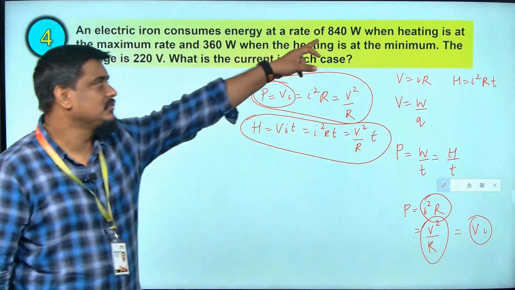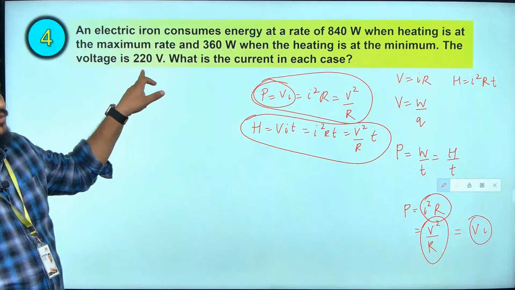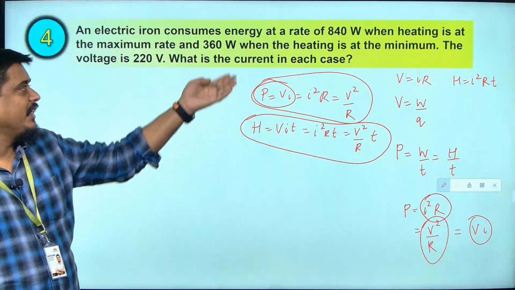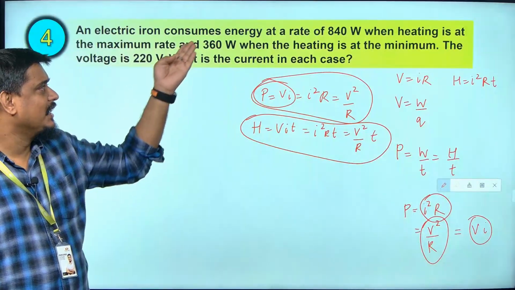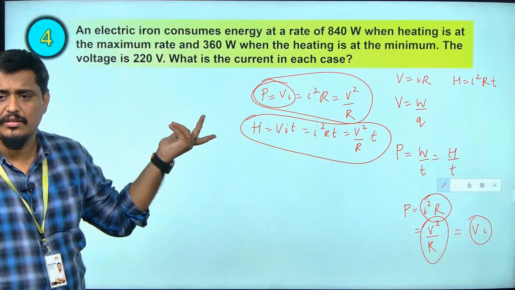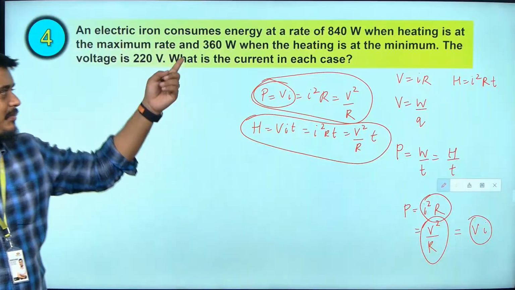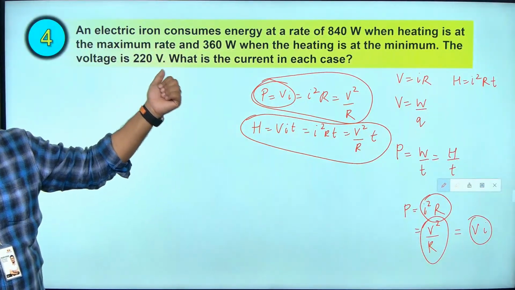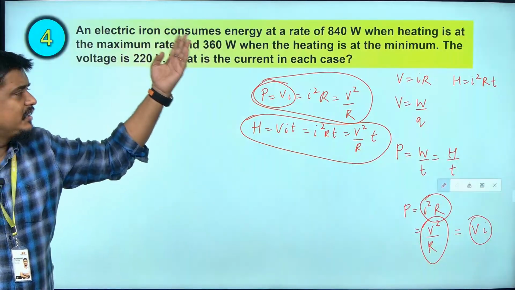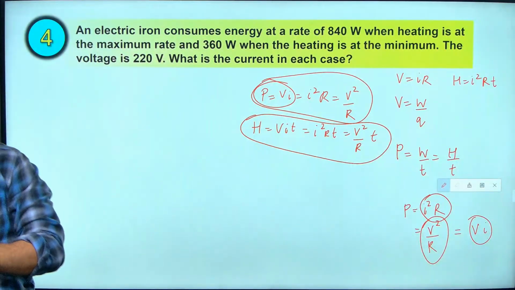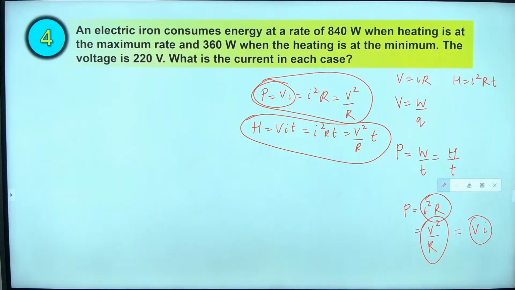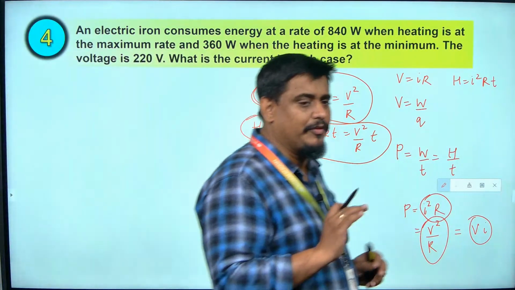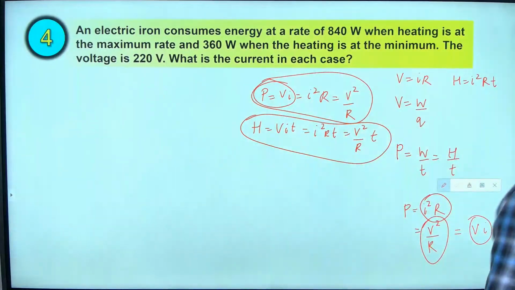Power is known and V is known. By using P is equal to VI, I can define I as P by V. 840 by 220 will give one answer, 360 by 220 will give another answer. That's all. For the maximum case, what will be the power? What will be the current? 840 by 220. For the minimum case, 360 by 220. Both are simple. You are getting the answer, just write in whatever way you are getting. If you write in decimal, it is better.